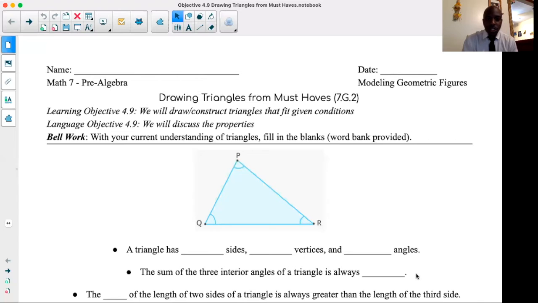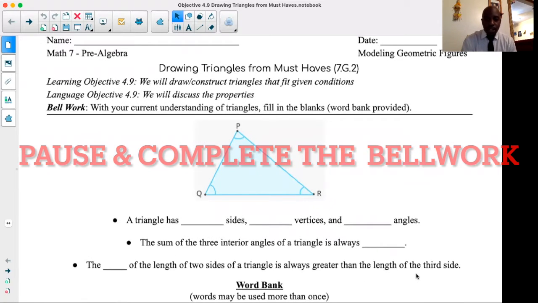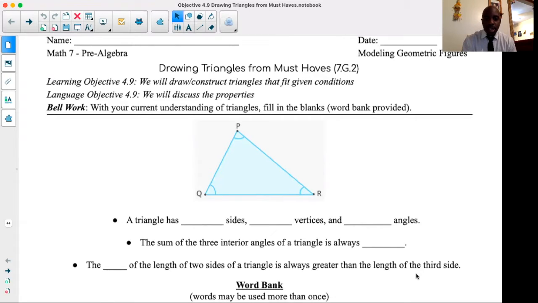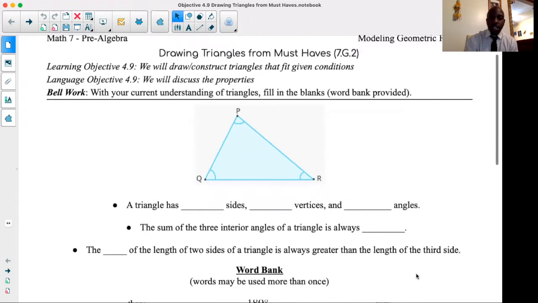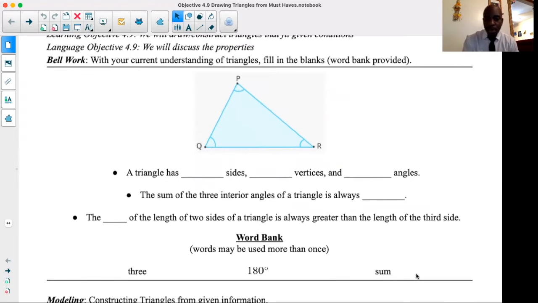All right, we all know what a triangle is, but if you don't, take a moment to open up your packet, turn to 4.9, and let's begin to work on the bell work. This bell work in particular is asking you, with your current understanding of triangles, to fill in these blanks. It says a triangle has blank sides, blank vertices, and blank angles. The sum of the three interior angles of a triangle is always blank. The blank of the length of two sides of a triangle is always greater than the length of the third side. And of course, to help you, I did include a word bank, and words may be used more than one time. All right, pause the video if you need to.